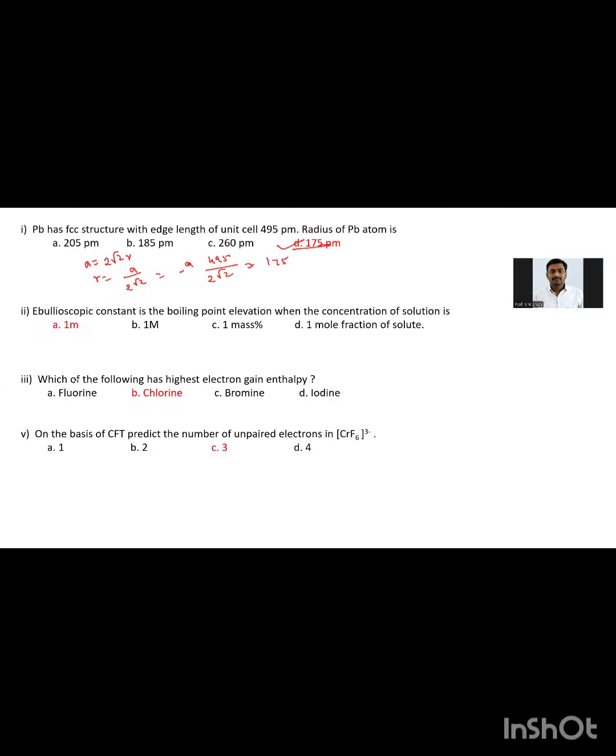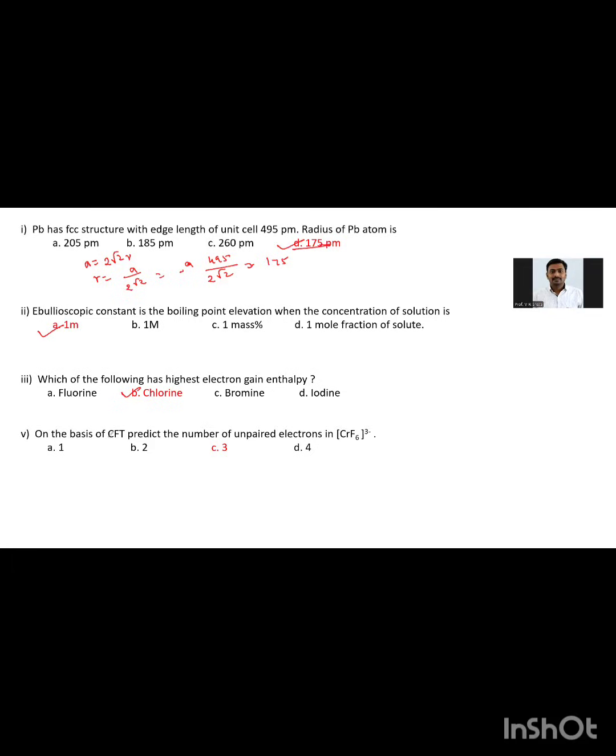Second, the ebullioscopic constant is the boiling point elevation when the concentration of solution is 1 molar. Third, which of the following has highest electron gain enthalpy? Chlorine has the highest electron gain enthalpy with respect to the 17th group.